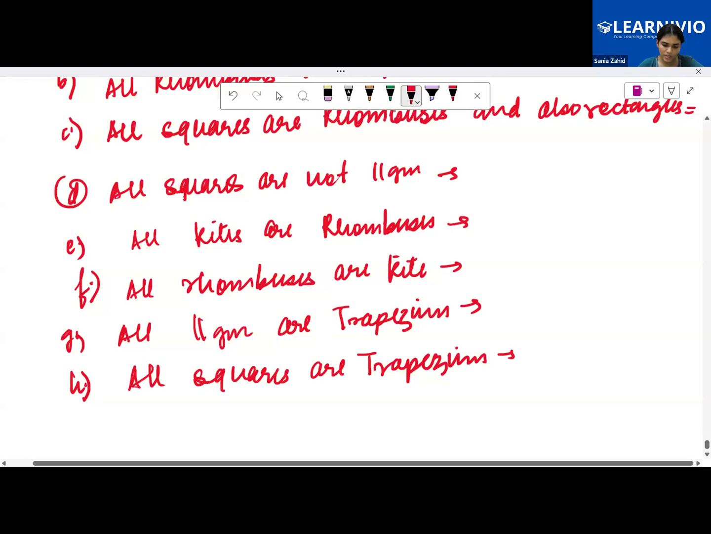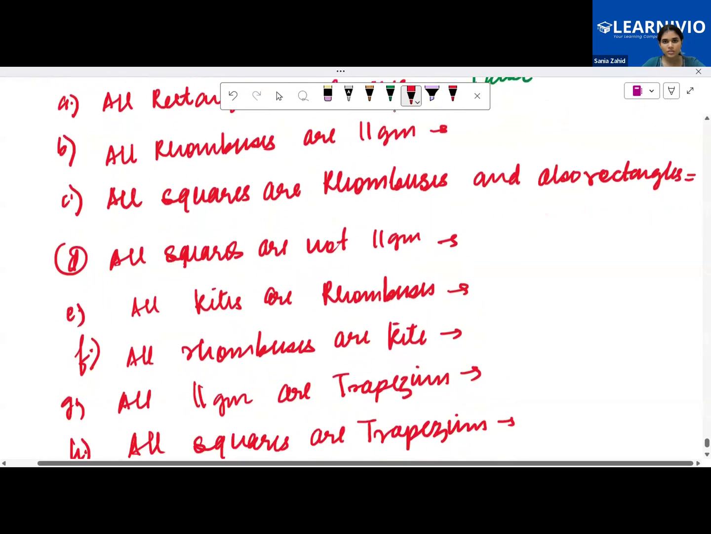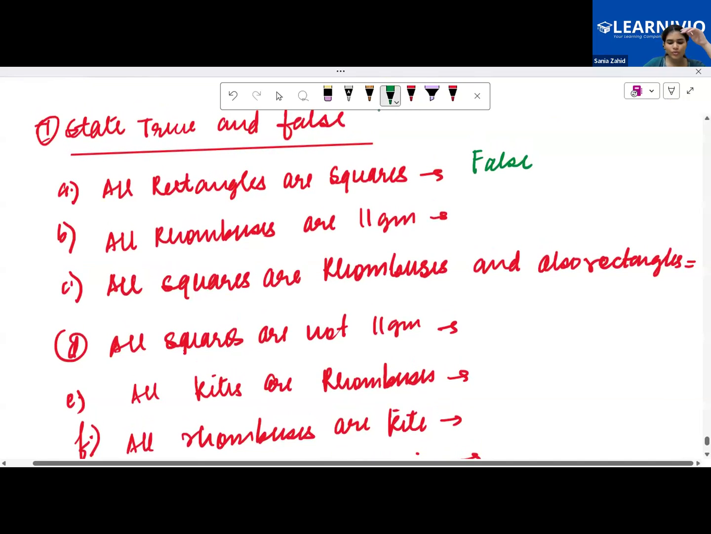Just a minute, let me find more questions. Okay, let's discuss these first. So all rectangles are squares, true or false? False. Why false? Because in a rectangle, only the opposite sides are equal, but in squares, all sides are equal. So all rectangles are squares, false.